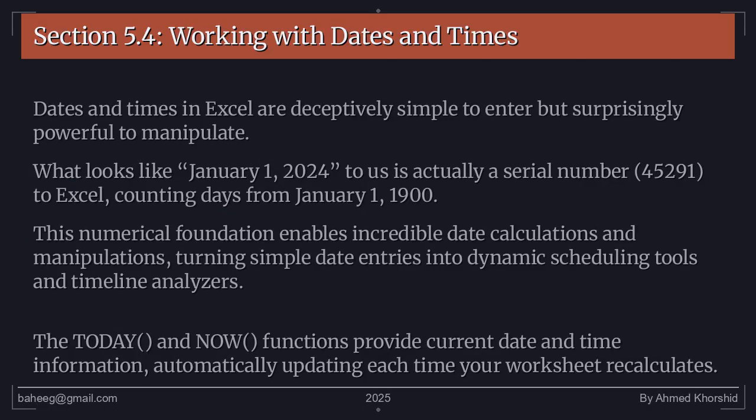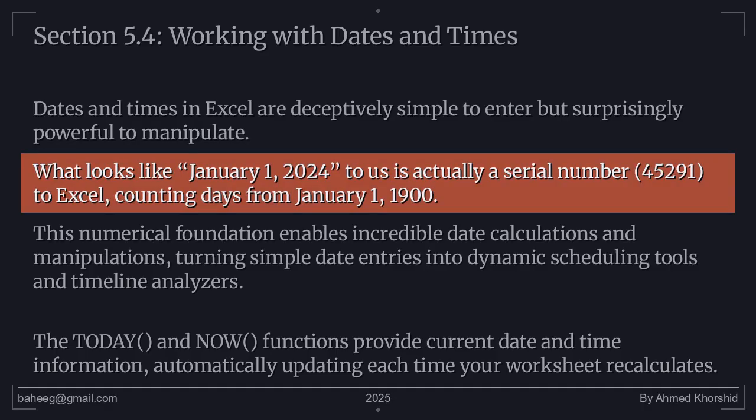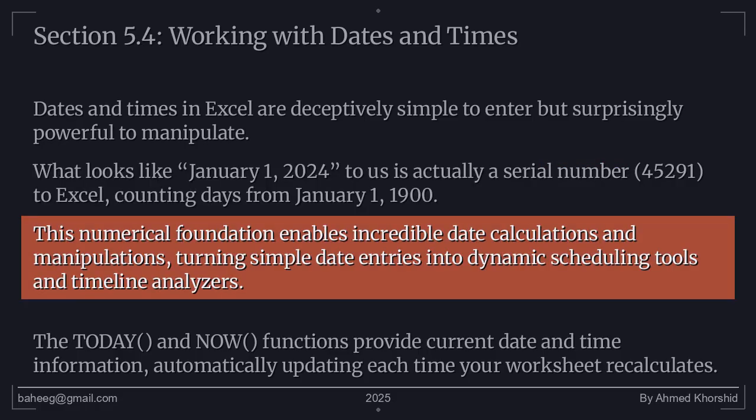Section 5.4, Working with dates and times. Dates and times in Excel are deceptively simple to enter but surprisingly powerful to manipulate. What looks like January 1st, 2024 to us is actually a serial number, 45291, to Excel, counting days from January 1st, 1900. This numerical foundation enables incredible date calculations and manipulations, turning simple date entries into dynamic scheduling tools and timeline analyzers.